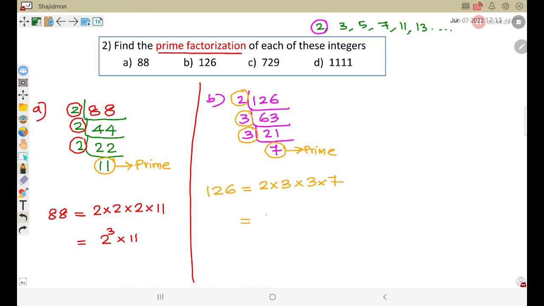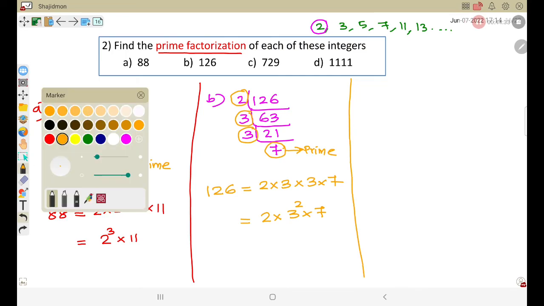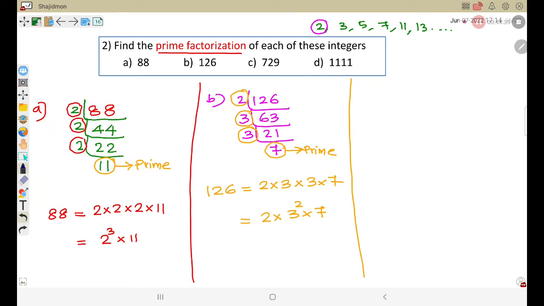So what will be the answer? 2 multiply 3, coming 2 times, so 3 square multiply 7. So this is the prime factorization of the number 126. I hope you understood.